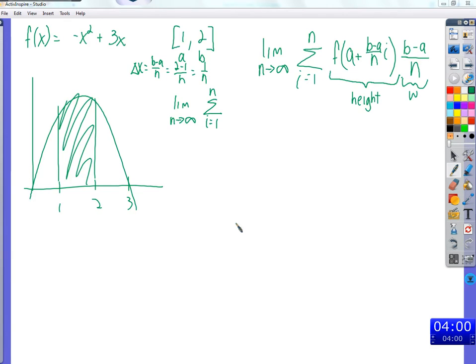All right, so like I said, I was going to finish up this example during lunch, so here I am. So we're going to fill in the height and the width, right? We just found delta x, that's the width of one rectangle: b minus a over n, so 2 minus 1 over n. We don't know what n is, we're going to let n get very big. So there's the width, 1 over n. 1 over n is also the width we're going to move over 1, 2, 3, 4, 5 times, whichever rectangle we're on.